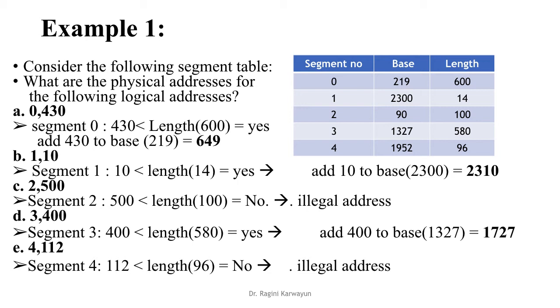Then the fourth example, that is segment 3 with 400 offset. Again 400 is less than the length of this segment, that is 580. So we proceed further and add 400 to the base address of this segment, 1327. The last example is of segment 4 with offset 112. So segment 4 has only 96 words length, so 112 does not belong to this segment. So again an illegal address instruction is issued.